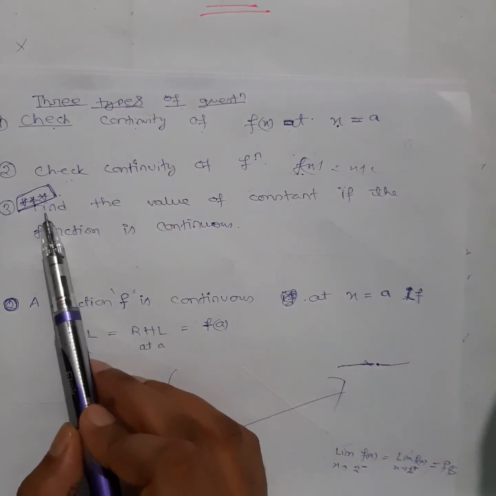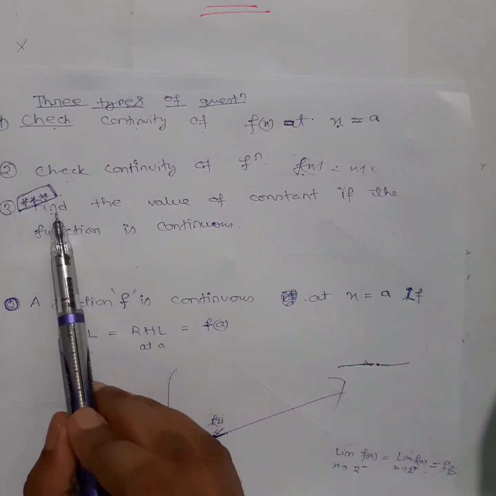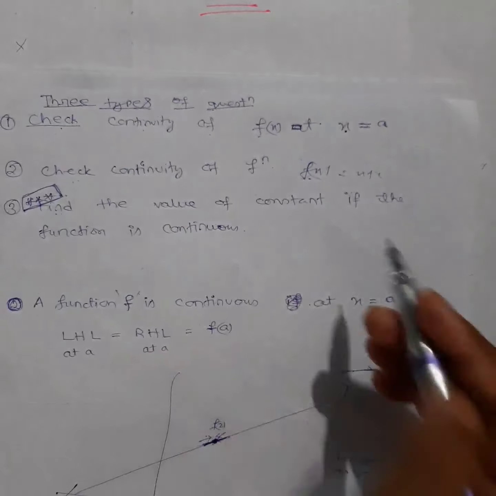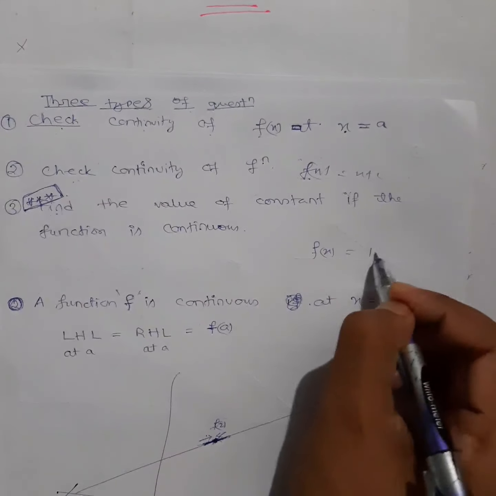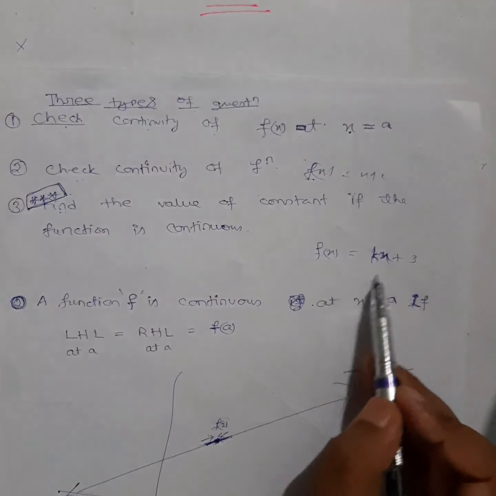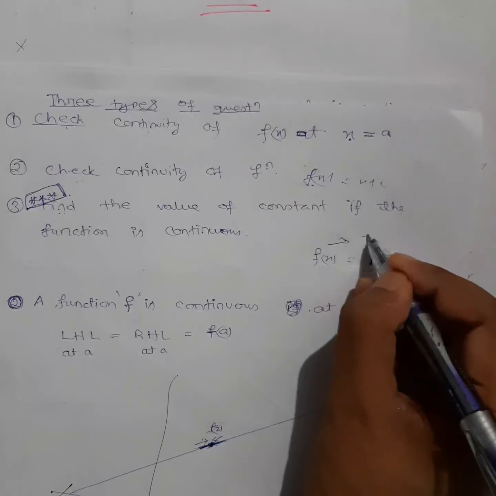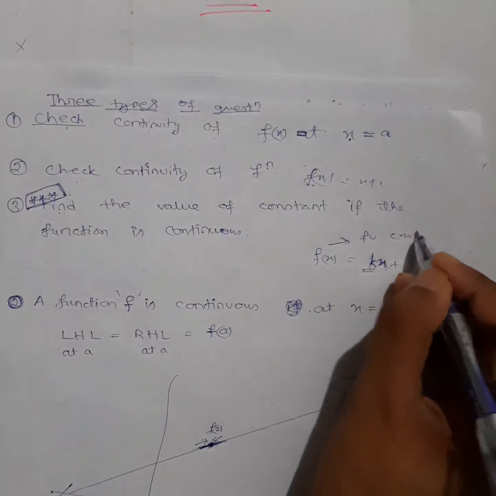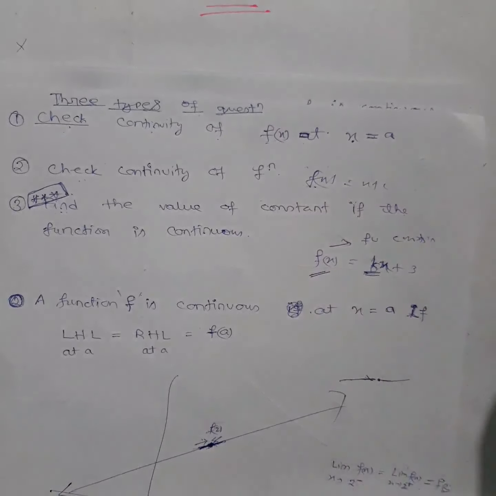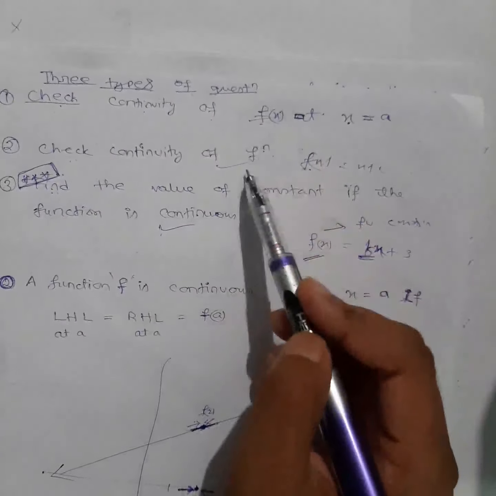Next, the last and important one, which mostly they used to ask in the exam: find the value of some constant. They will give you some equation like f(x) equal to kx plus 3, and they will ask you to find the value of k if the function is continuous. They will tell you that the function is continuous and ask you to find the value of k, some constant. So this kind of question you will get in the exercise, these three types.